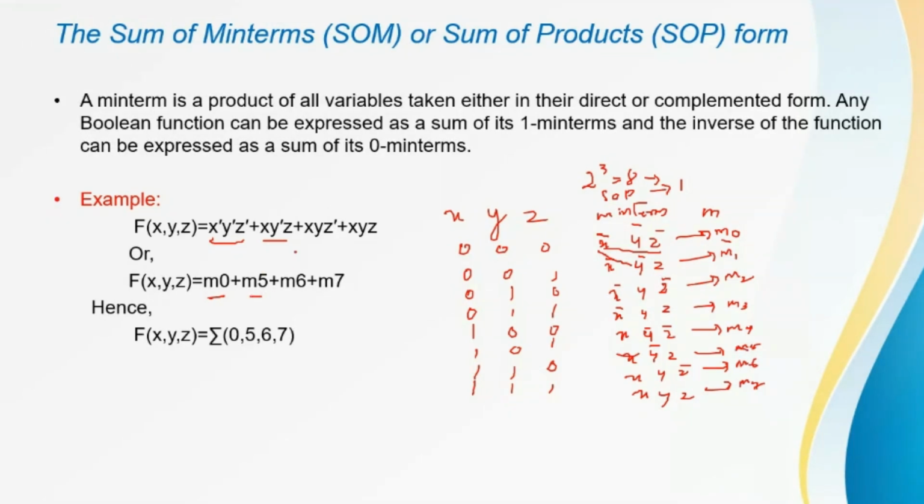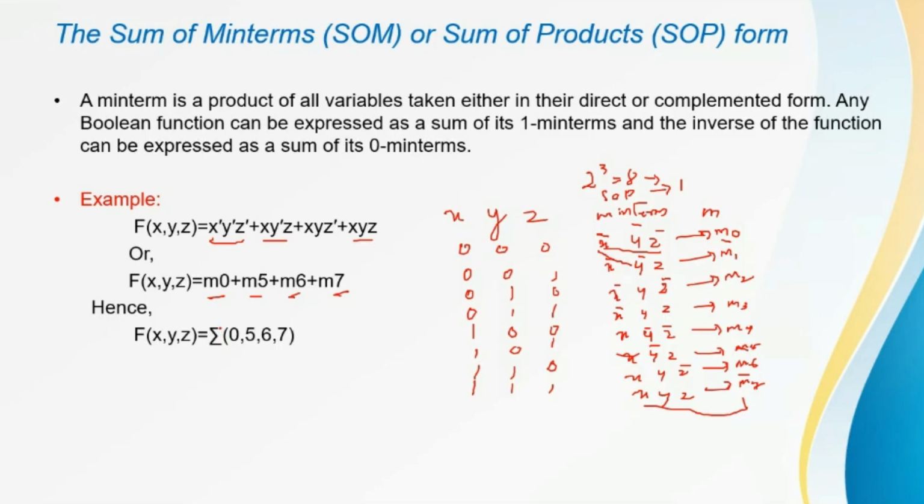Next, X, Y, Z bar. So where is X, Y, Z bar? X, Y, Z bar is M6. Right? So here M6 is taken. Next, X, Y, Z. So X, Y, Z means all one. So X, Y, Z is M7. So you can take it as M7.